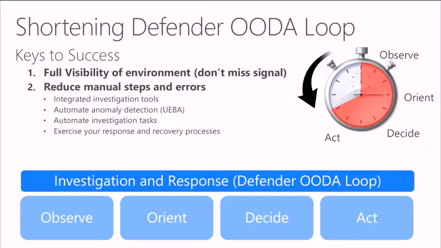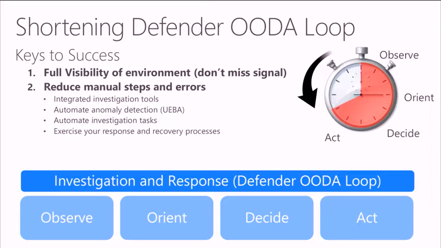Identity is one of the current blind spots in a lot of organizations. They have great visibility at the network, but they don't have a lot of visibility at what's happening with their identities and their credentials. And that's a critical place where the adversaries are really operating in the defender blind spots today.